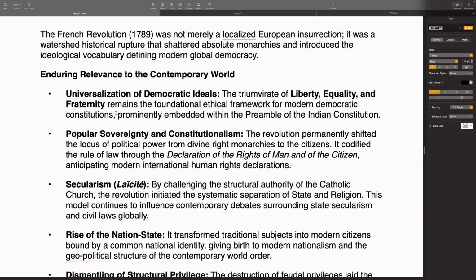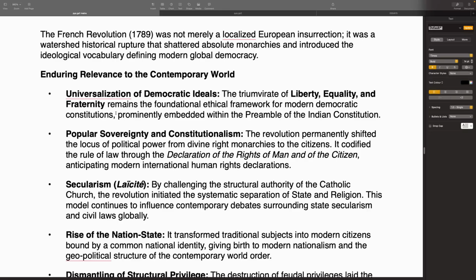Universalization of democratic ideals. The triumvirate of liberty, equality, and fraternity remains the foundational ethical framework for modern democratic constitutions, prominently embedded within the preamble of the Indian Constitution. Popular sovereignty and constitutionalism. The revolution permanently shifted the locus of political power from divine right monarchies to the citizens. It codified the rule of law through the Declaration of the Rights of Man and of the Citizen, anticipating modern international human rights declarations. Secularism. There is this French word, I don't know how to pronounce it, but maybe like laïcité, something like that.